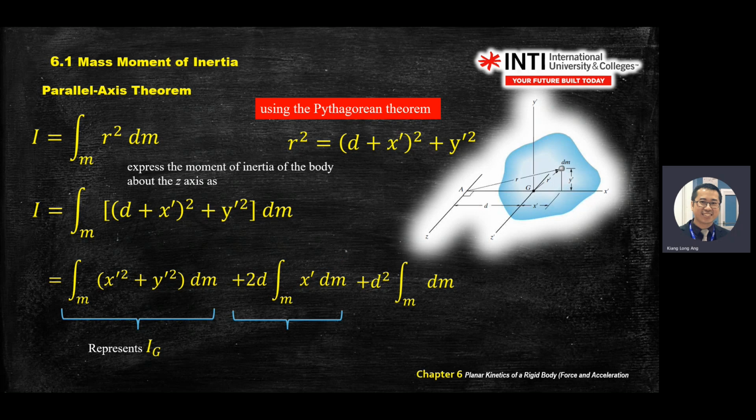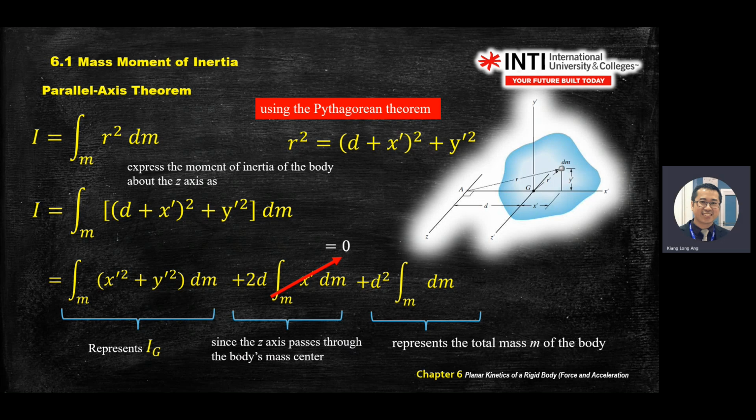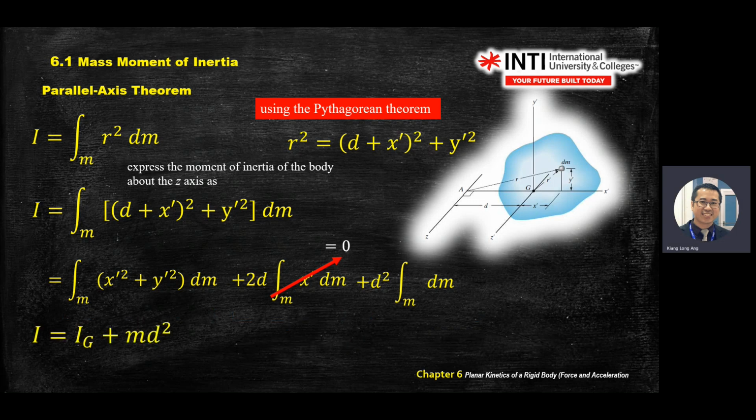You arrive at this long equation where the first part represents the second moment of inertia at point G. The second one you can cancel, because at x prime here, when you integrate with the small changes of x, you get 0. And the last one is the total mass of the body. So you will arrive at one equation, and it's important for your incoming assessment. This one you always need to memorize for chapter 6.